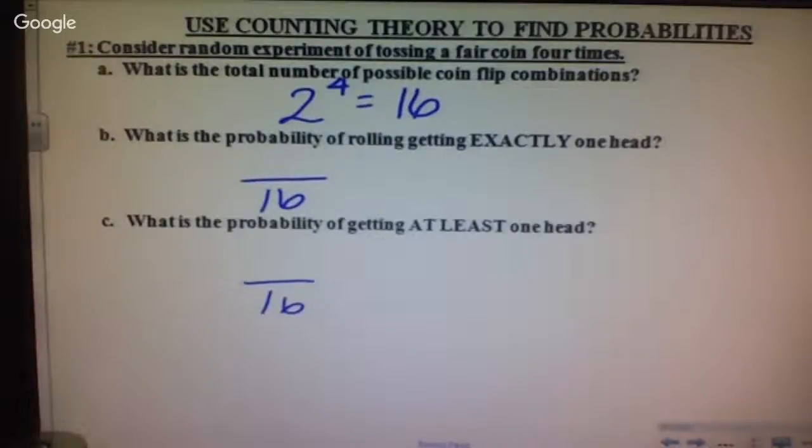Even if part A is not there, you still have to do part A to do the rest of it. Okay, make sure you always have a total.